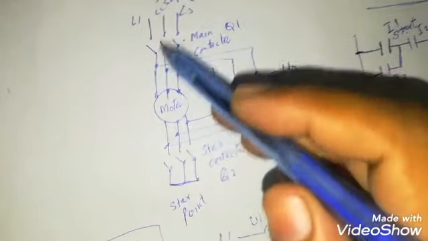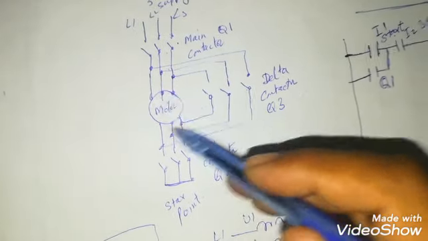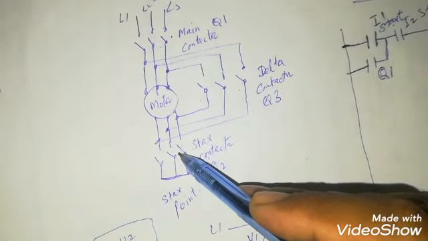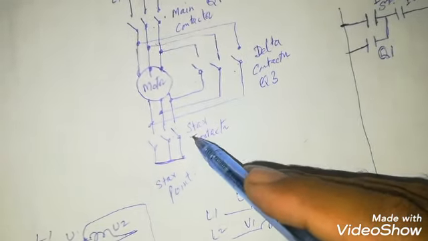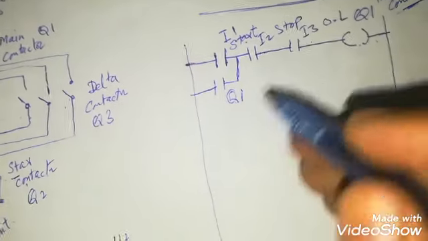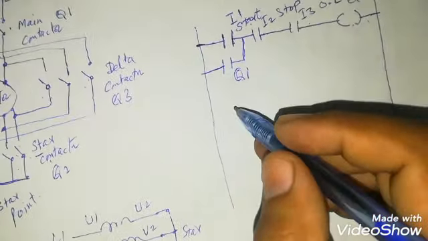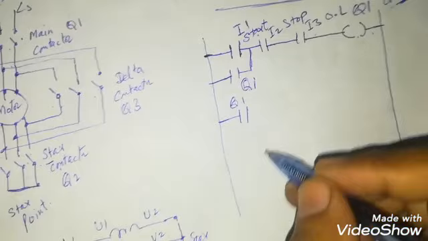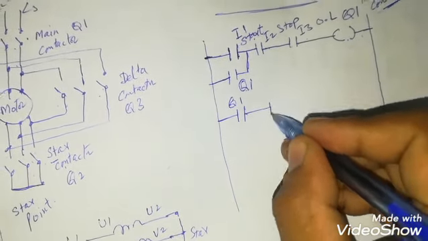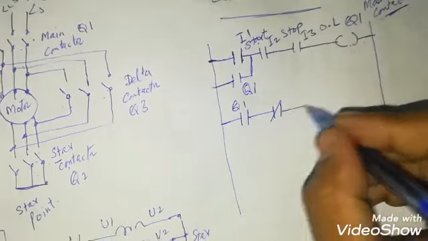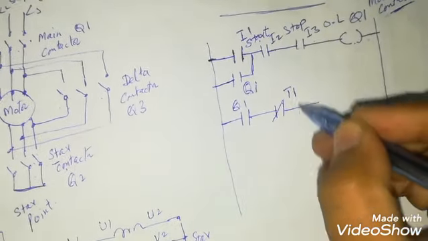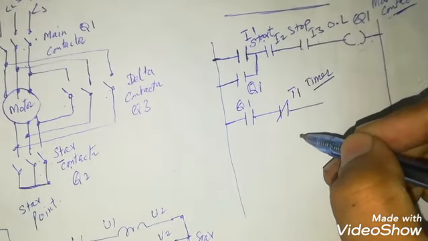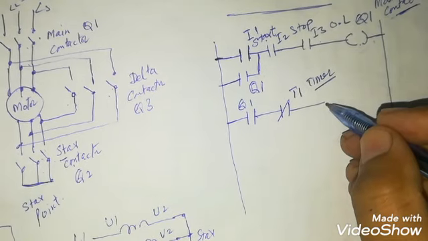Now our main contactor is energized. Now we have to energize the star and then the delta. First we will energize the star. For the star, Q1 must be energized. So we will use the contact Q1, and then we will use a timer. This is the timer, for the time we want the star contactor to stay energized.